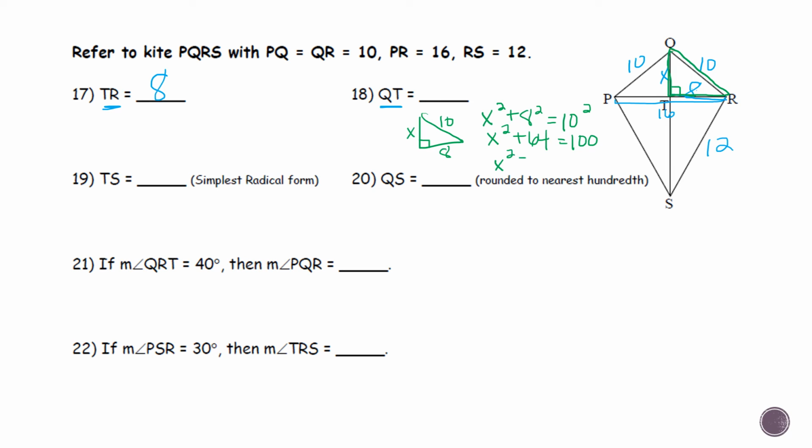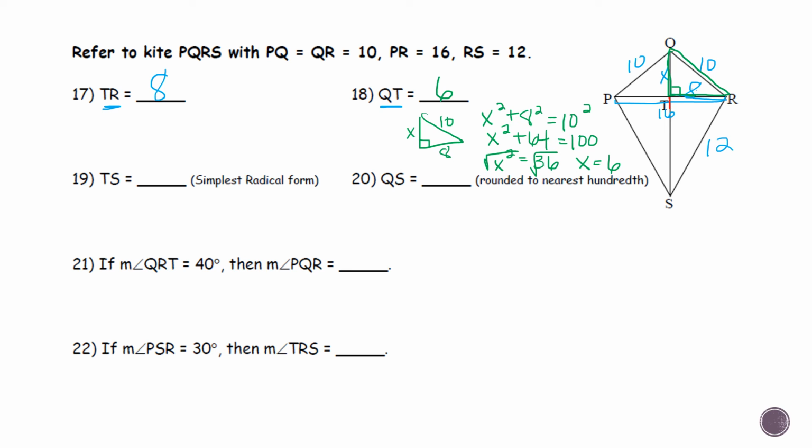X squared has to equal 36 when I subtract that 64 to the other side. If I take the square root of both sides, x is going to equal 6. So when I fill that in up there, QT should be 6. Okay, now we're going to do the same kind of process to help me solve for TS.